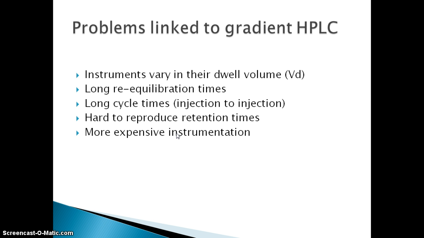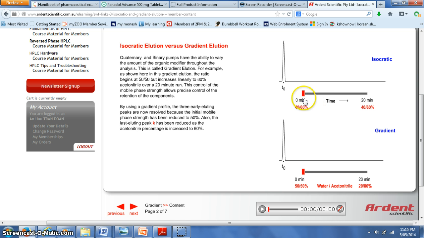Now I'll go to Ardent to show you a diagram. As you can see here, this is an isocratic diagram and a gradient diagram. For isocratic systems, the composition of the mobile phase is consistent throughout the whole time period. You have 40% water and 60% acetonitrile, and over here it's exactly the same even at 20 minutes. If I scroll this across, you can see the problem is that the three early eluting peaks aren't separated well, and the three later eluting peaks are separated too well.